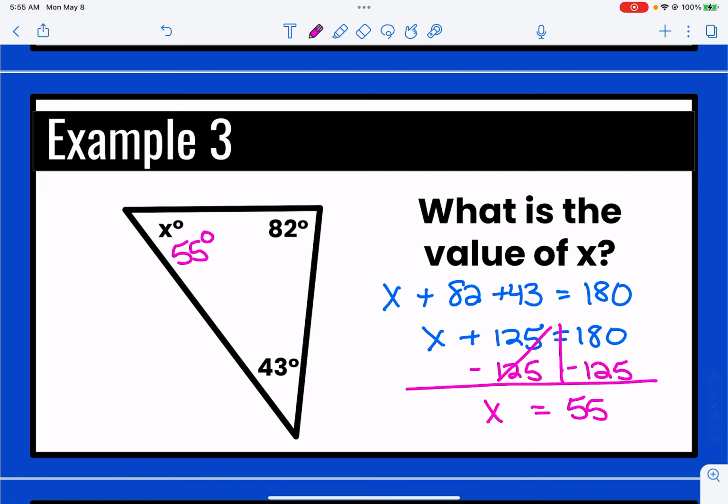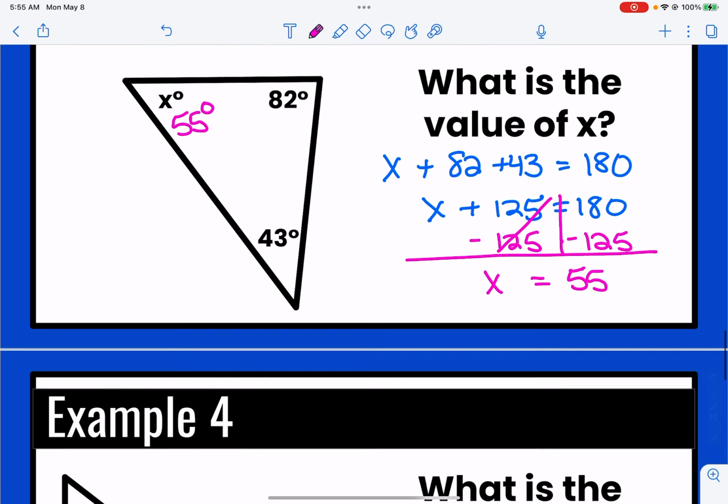All right, remember if you have these incorrect on your paper, make sure you change it because I don't want you to have the wrong answers in your notes.